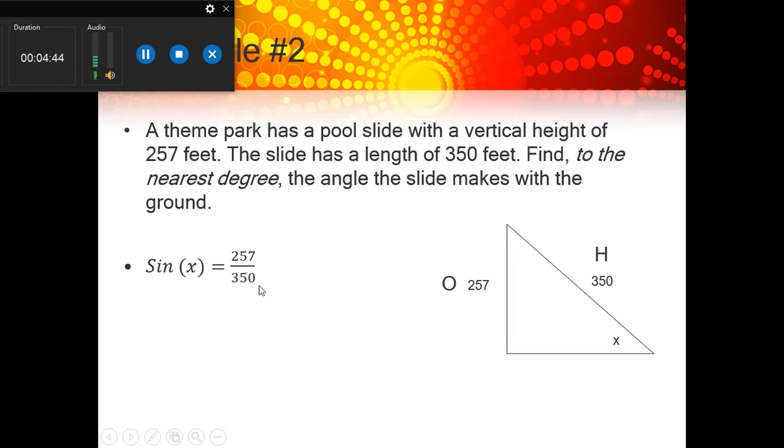When you're looking for an angle measure, we use our inverse function. So this will look like inverse sine. The X and the ratio will switch places. Then we want to type this into our calculator or our iPad. If you throw a decimal on 257 or 350, you'll get a decimal answer, and it should be about 47 degrees. Make sure your calculator is in degree mode before you start.